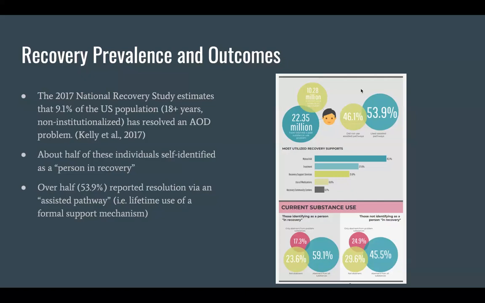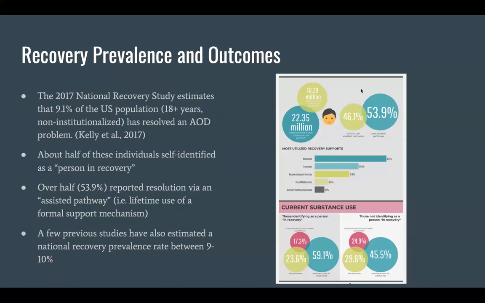Of all of those, a little over half, 53.9%, did report resolution of that AOD problem via some type of assisted pathway or lifetime use of a formal support mechanism, whether that's treatment, medication, counseling, recovery residences, or other types of recovery support institutions. They did use some type of formal support mechanism, including mutual aid, which also means that slightly less than half did not use an assisted pathway, or they naturally recovered, as we'd consider it in the field. It's been published on quite a few times over the last 50 years that it's not that they naturally or spontaneously remit, if you will. It's just that they don't use formal support.